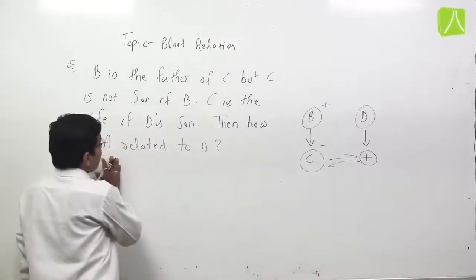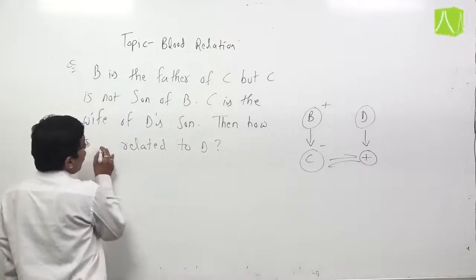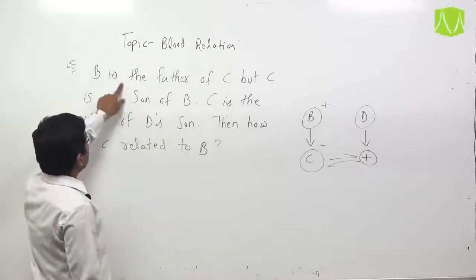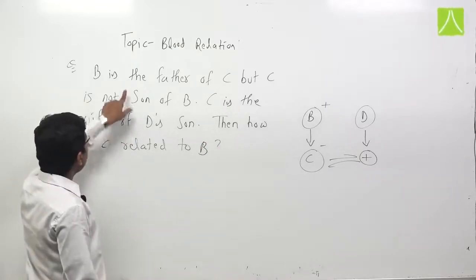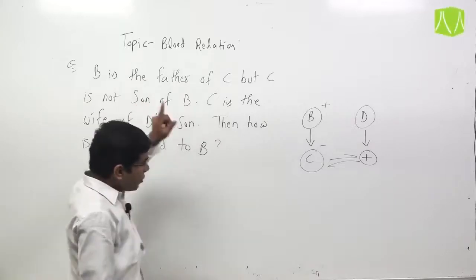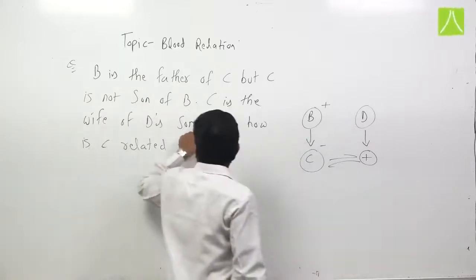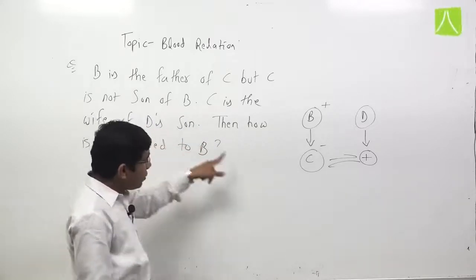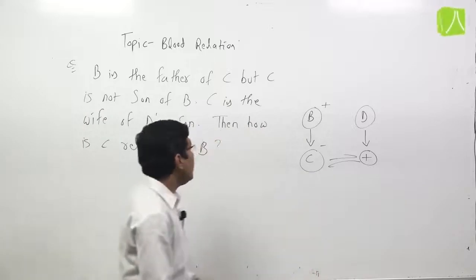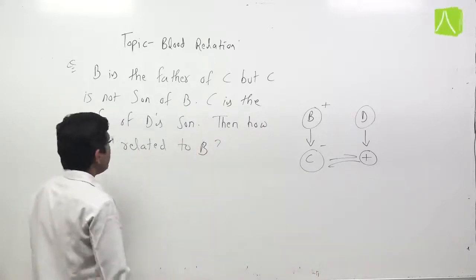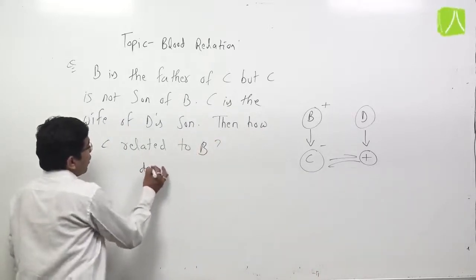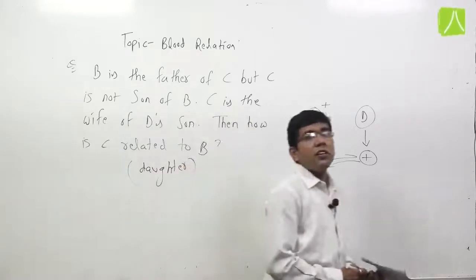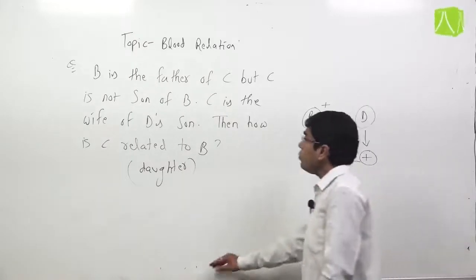Question is how is C related to B? According to the question, B is the father of C, but C is not son of B, which means C is the daughter of B. C is the wife of D's son. Now question is, how is C related to B? We can easily say that C is the daughter of B. Now take one more example.